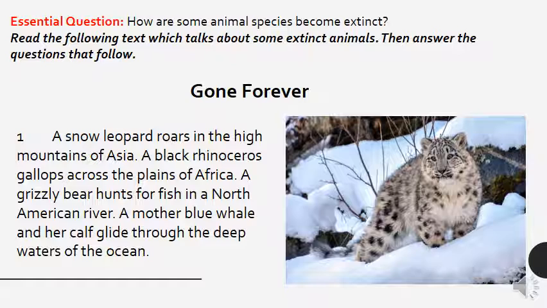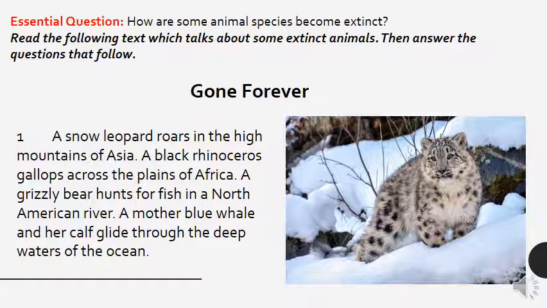A snow leopard roars in the high mountains of Asia. So the first paragraph is talking about the snow leopard. This is the snow leopard, the picture that you can see. A black rhinoceros gallops across the plains of Africa. A grizzly bear hunts for fish in a North American river. A mother blue whale and her calf glide through the deep waters of the ocean.